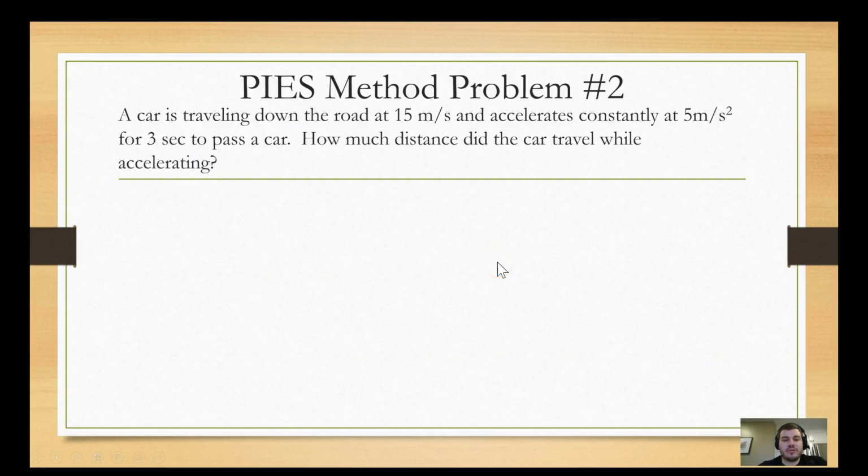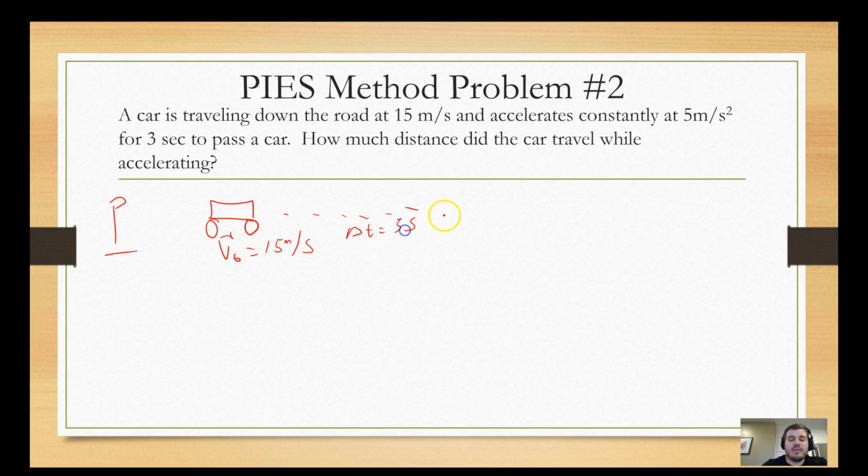Number 2. A car is traveling at 15 meters per second and then accelerates constantly at 5 meters per second squared for 3 seconds to pass a car. How much distance did the car travel while accelerating? So remember, first, our picture step, the car starts here, traveling with v initial of 15 meters per second. In a time span of 3 seconds, the car then speeds up at an acceleration of positive 5 meters per second squared.